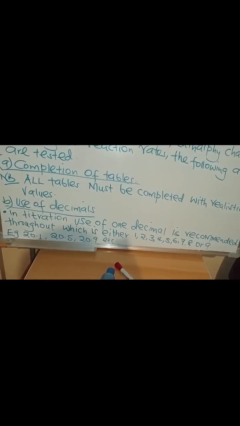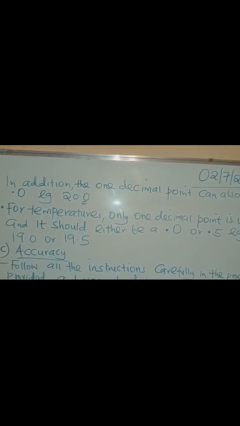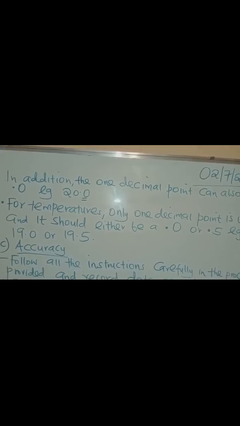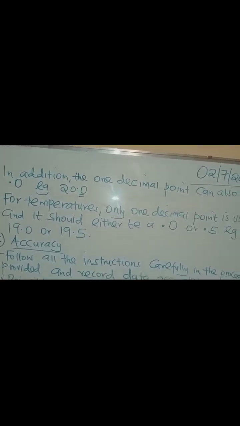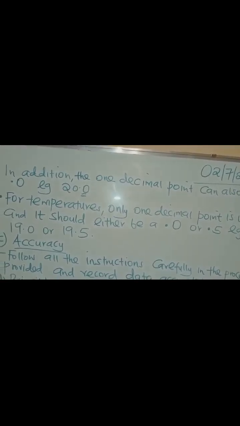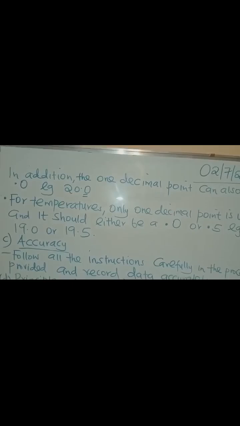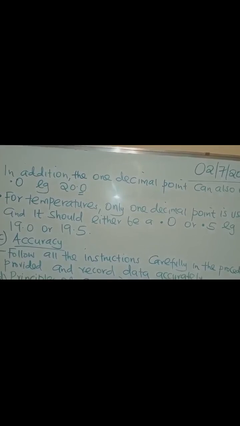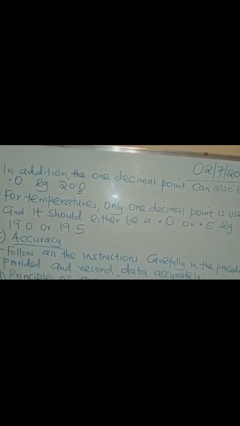Then from there we go to another major point that I had forgotten. In addition to the decimal points that I have provided, we can also have a 0.0. For example, 20.0. So do not forget that. Do not get confused. The decimal points can be 0.0, 0.1, 0.2, 0.3, 0.4, 0.5, 0.6, 0.7, 0.8, or 0.9.